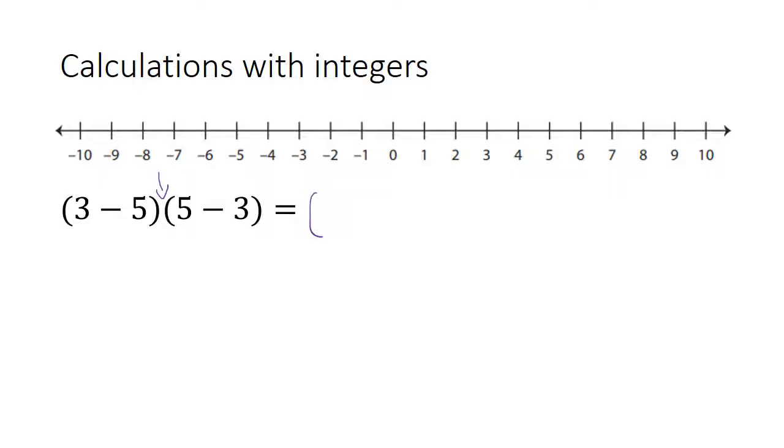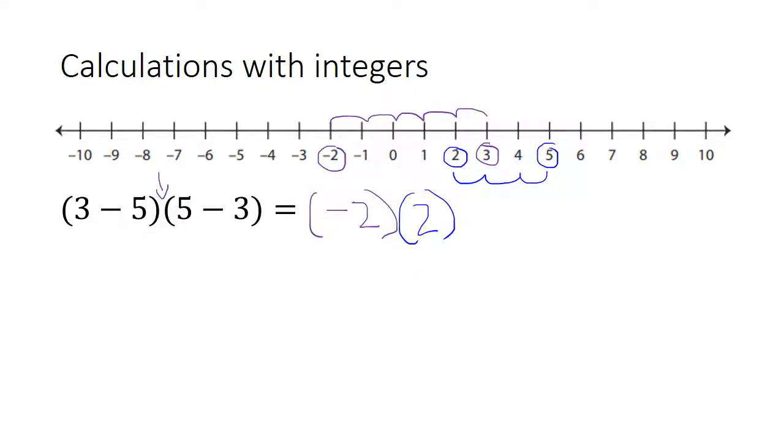3 take away 5. Let's have a look on our number line. There we've got 3. We have to take away 5 or subtract 5. Let's go 1, 2, 3, 4, 5. And we'll end up at minus 2. So there's our answer for the first bracket. For the second bracket, we have to start at 5. And we have to go down 3, so we have to subtract 3. So let's go down 3. So that's going to be 1, 2, 3. So we'll end up at 2. There we have in that bracket, we've got 2.